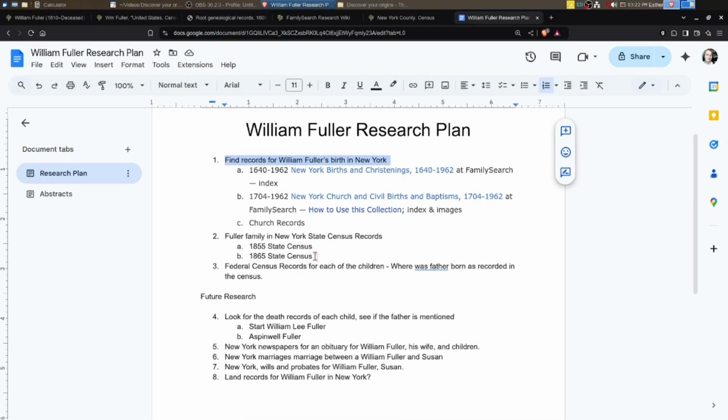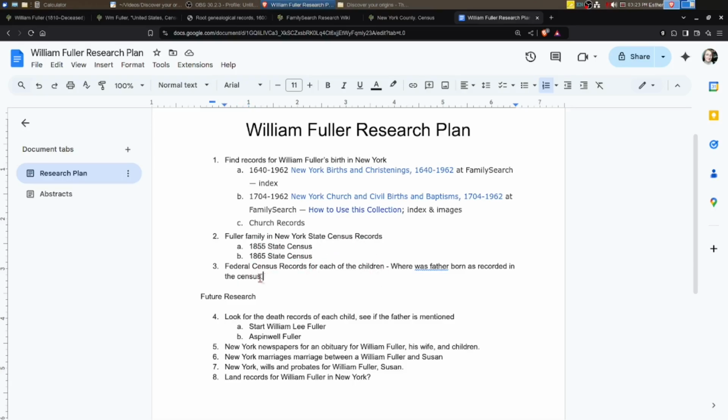New York State also has some census records, and so we need to look in these state census records in New York City for William Fuller and his wife, because if they married in 1843 and they were starting to have children, they should be listed in the state census. Whether they're in the 1865 census or not is, I'm not sure, but it's worth looking.